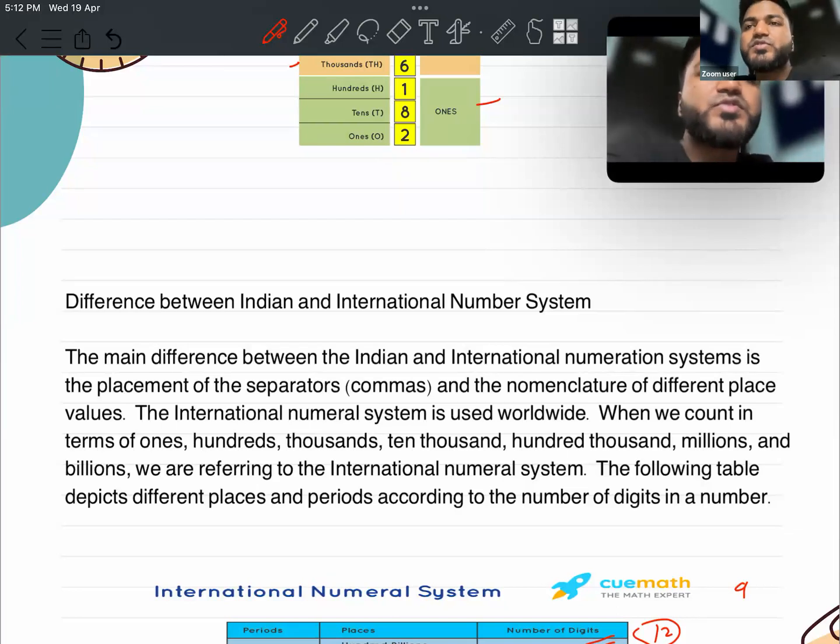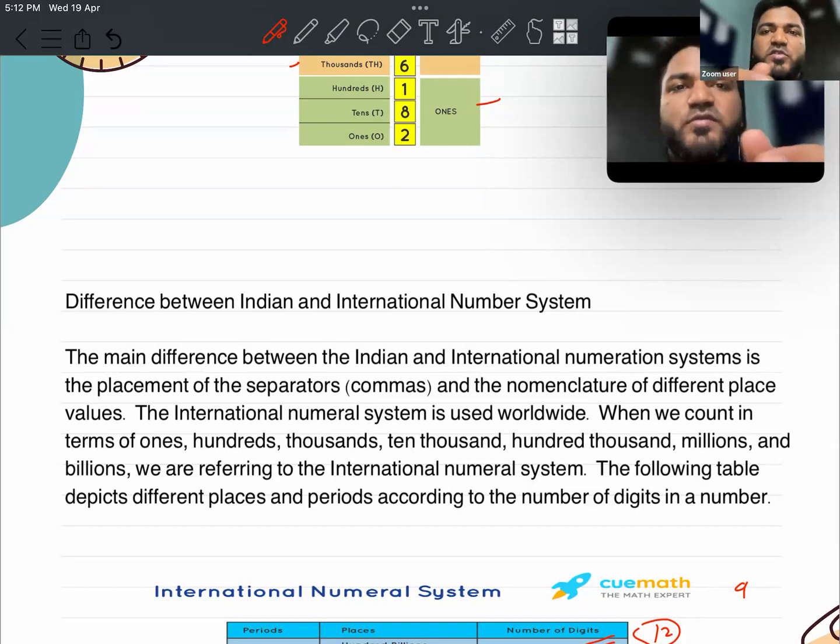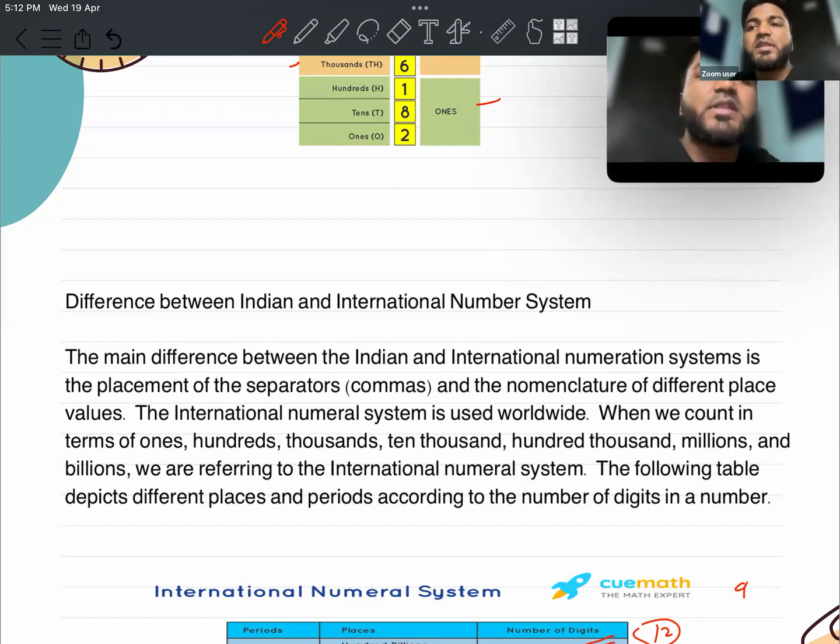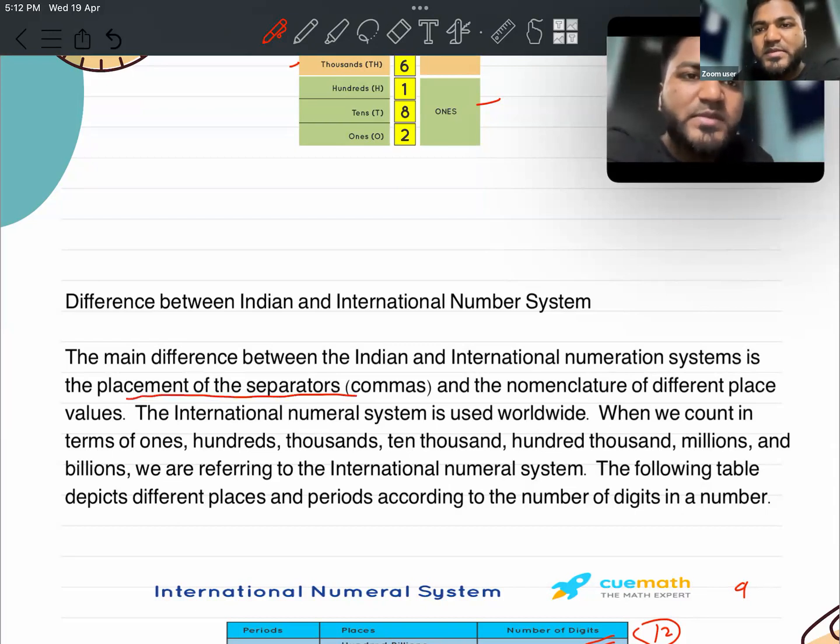The main and obvious difference, which upon general observation you can tell, is that this number has been named according to the Indian numeral system and this has been named as per the international numeral system. If you just look at the placement of the separators, you will understand it. In the Indian number system, separators are placed as per the rule of 3 is to 2.